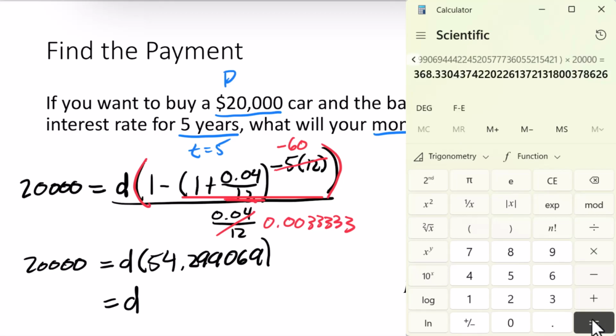And so that ends up telling us that our monthly payment is going to be $368.33. And that's how much money you would need to pay if you're going to buy a $20,000 car with an interest rate of 4% for 5 years.